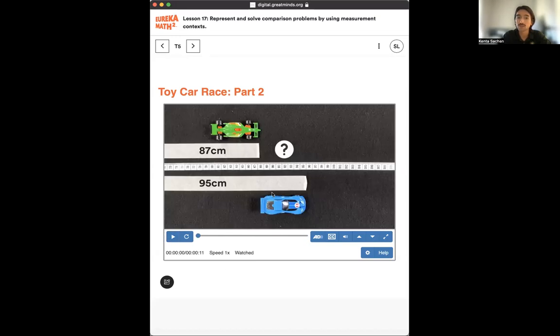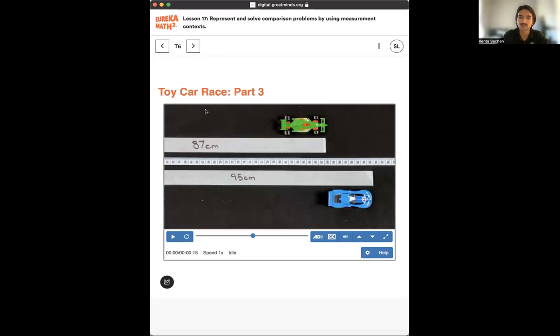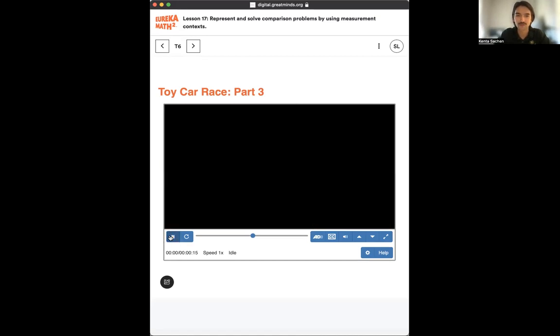So it looks like one car went 95 centimeters, the blue car. The green car only went 87 centimeters. What we want to find is how much longer, what the difference is between the blue car's distance and the green car's distance. Okay, so here's how we can think about that, right? We just need to use a little subtraction to help us out.